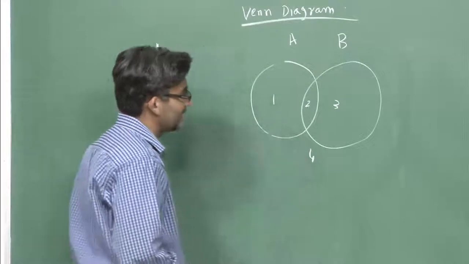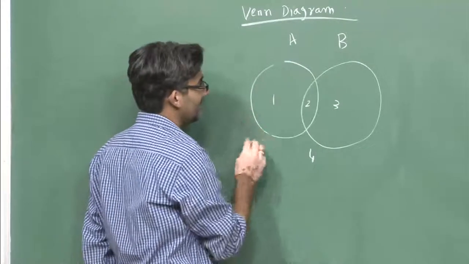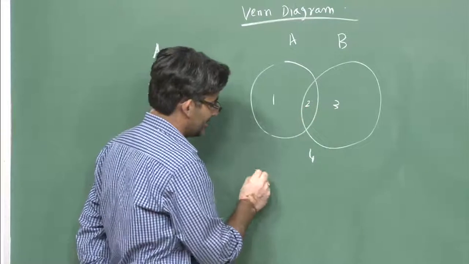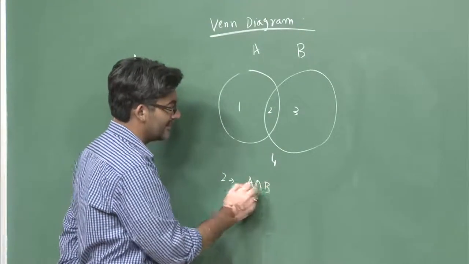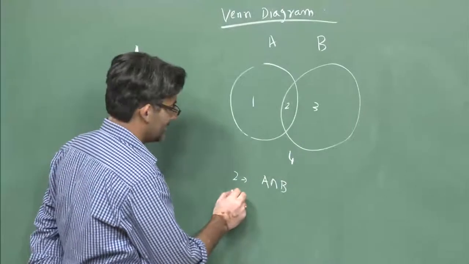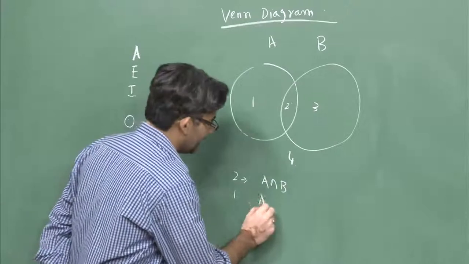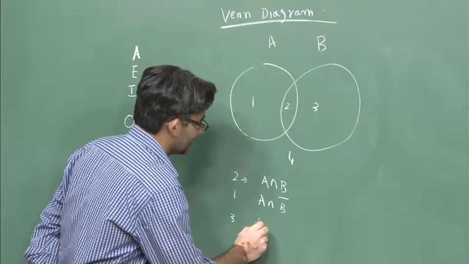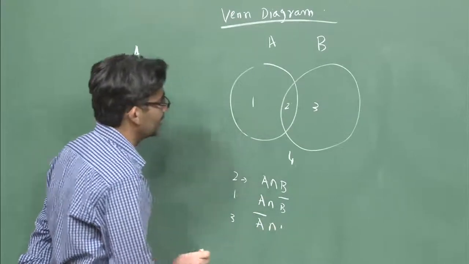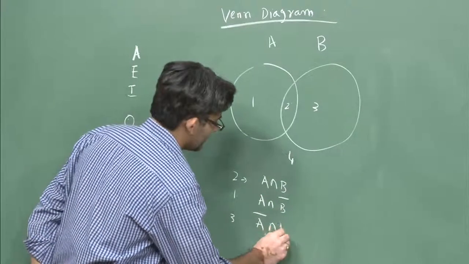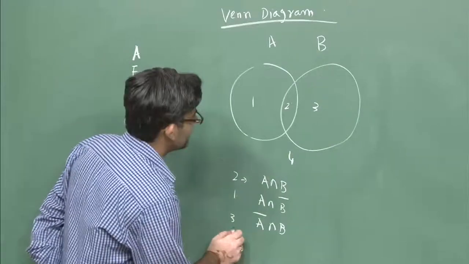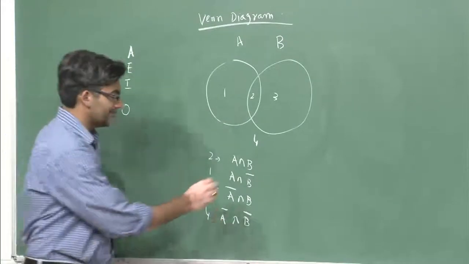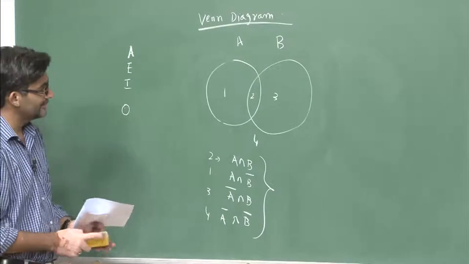So in terms of set theoretic notation, suppose you have this particular diagram. Then the second portion is nothing but A intersection B, the first portion is A intersection B complement, the third one is A complement intersection B, and then the fourth one is A bar and B bar. So these are the things which are there in this diagram.